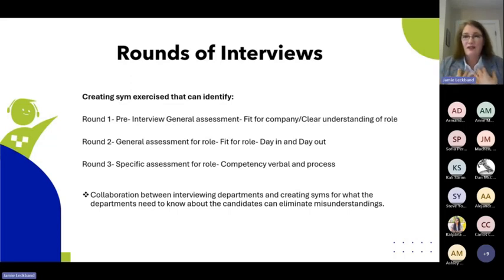And it allows you as the interviewer to be sure that you're getting a strong candidate, so that you will get someone who will stick. It also allows, in these rounds of interviews, for the fact that sometimes there are multiple departments involved in interviewing.